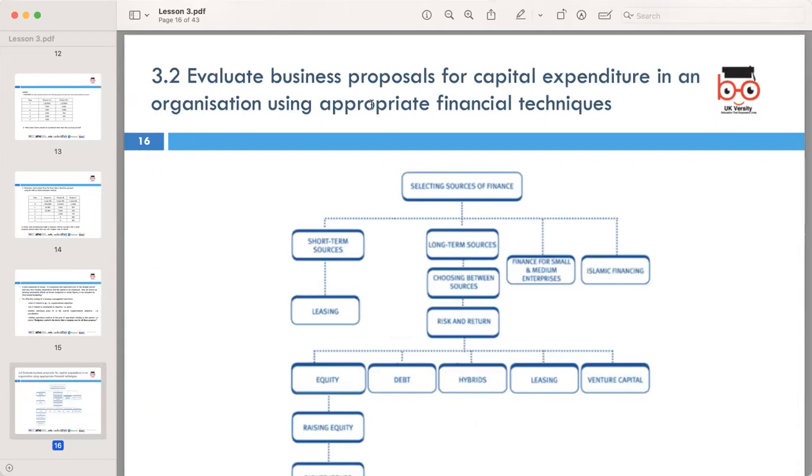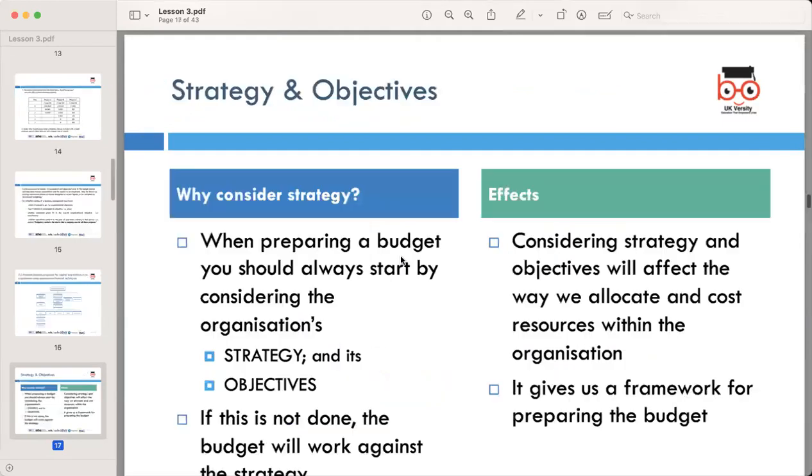Evaluate business proposals for capital expenditure in organizations using appropriate financial techniques. Here you can see a simple chart: selecting sources of finance. We will look at the importance of strategy and objectives when preparing a budget, as well as understanding budgetary control and different types of budgets. Additionally, we will explore various sources of finance for businesses, which are here, and we will discuss further down.